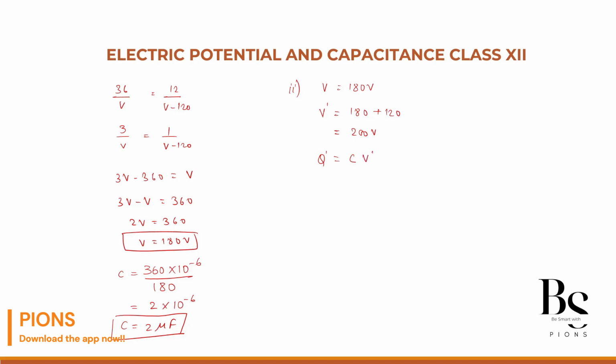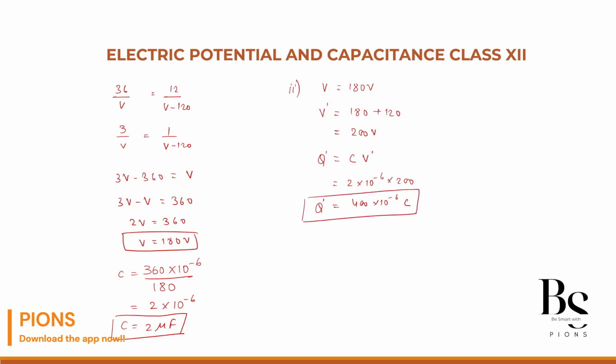Correct? Again, I am repeating, capacitance value doesn't change. So C will be 2 into 10 to the power minus 6. Voltage new will be 200. So the new charge will be 400 microcoulombs. Done. So then on what does our capacitance value depend?